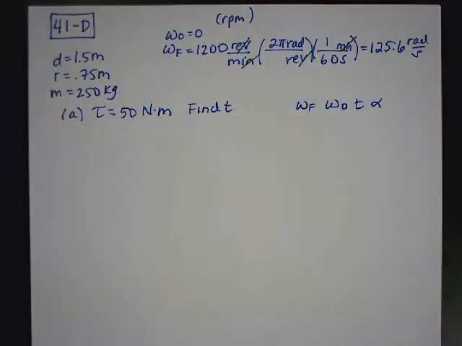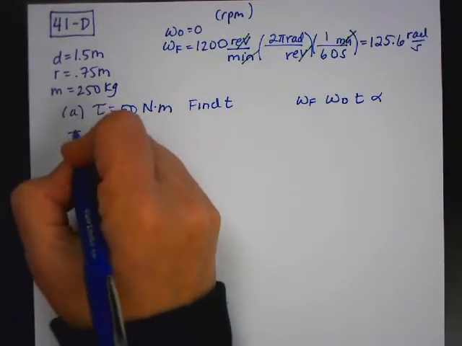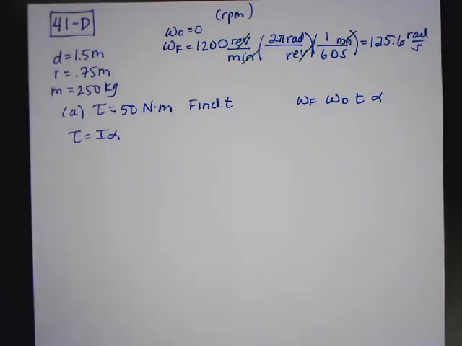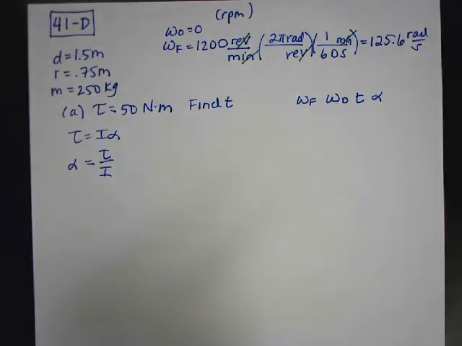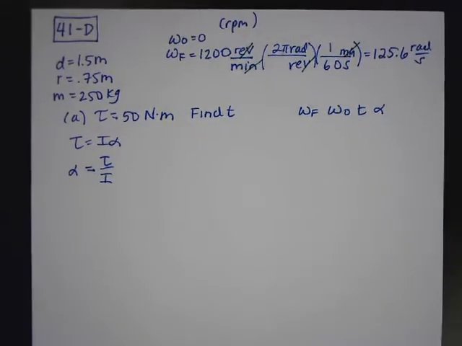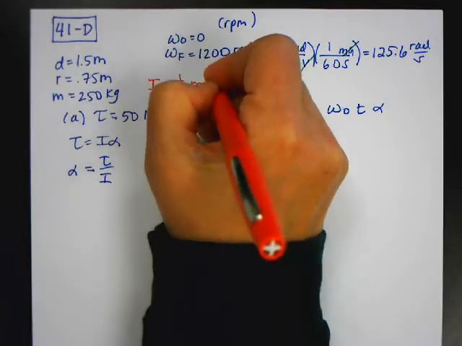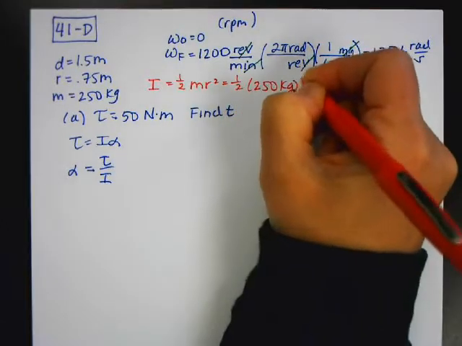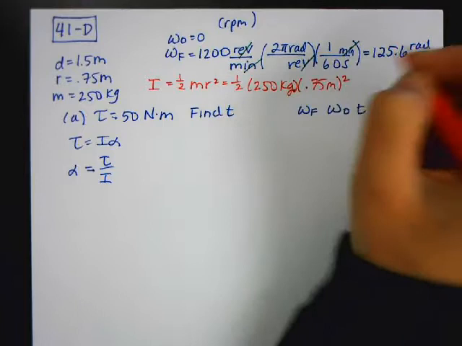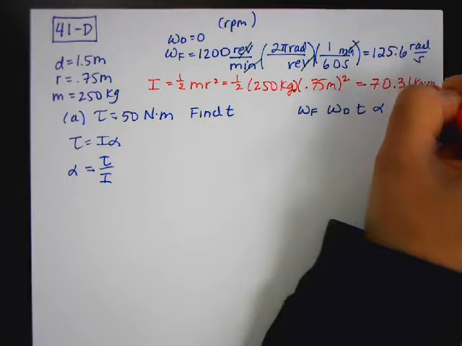So I'm going to look back at what they gave me. They gave me the torque is equal to 50. I know that torque is equal to I alpha, so alpha is equal to torque over I. Now, one of the things I noticed I didn't do, that I should have done in the beginning, is that the flywheel's a cylinder. So what I should have done right off is find the moment of inertia. I is equal to 1/2 mr squared. So it's 1/2 of 250 kilograms times 0.75 meters squared. My moment of inertia comes out to be 70.31 kilogram meters squared.